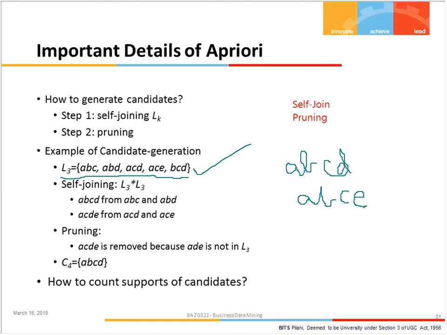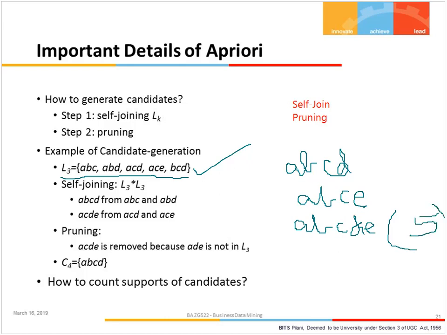Then ABC with the BCD. So that will give us again ABCD. Similarly, now we do ABD with ACD, it will give us ABCD. ABD with ACE, this is giving us ABCDE. So this is actually becoming a 5-item set.